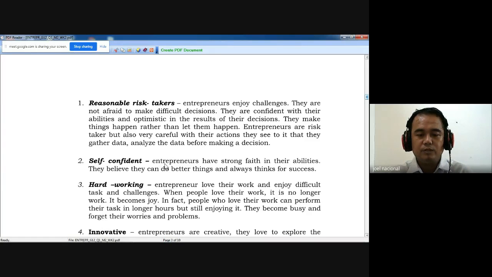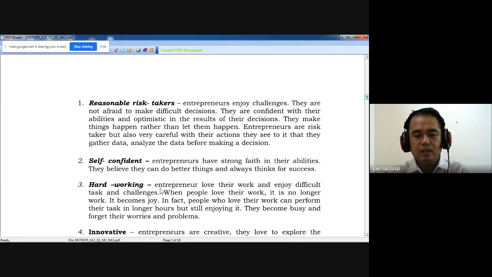Self-confident entrepreneurs have strong faith in their abilities. They believe that they can do better things and always think of success. So they are very confident. If you have your skill, that is one way of becoming confident, because you have that.